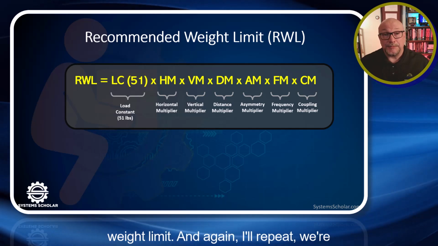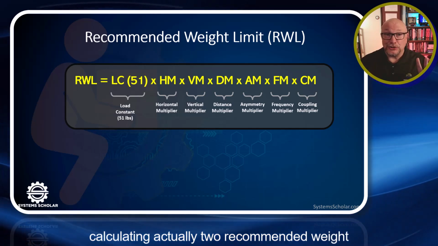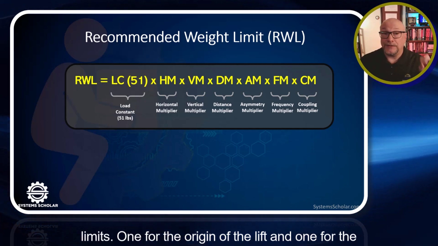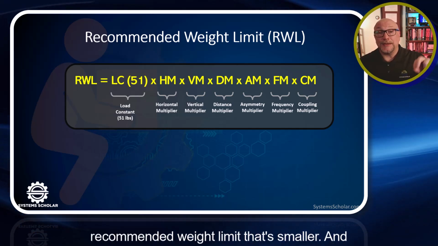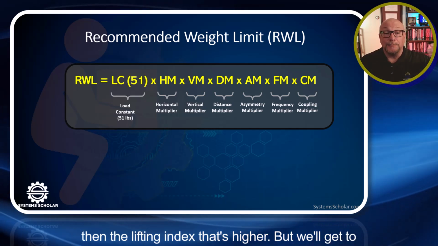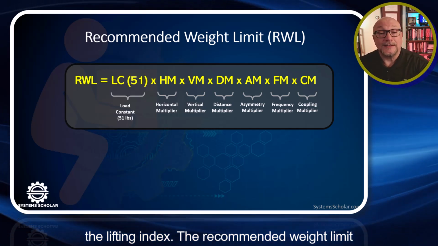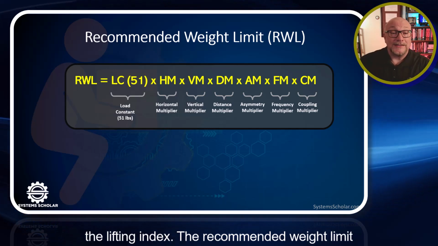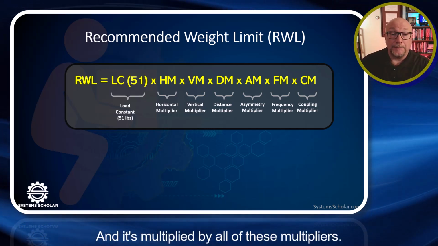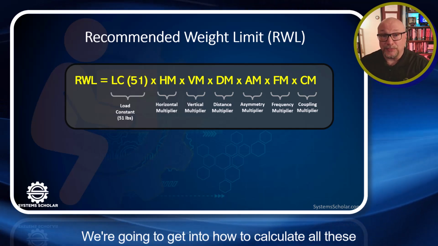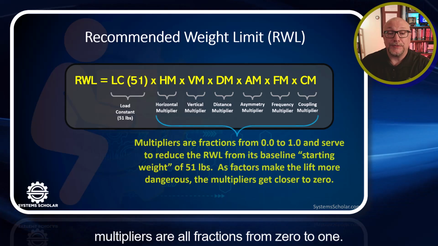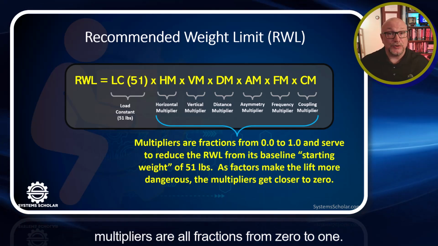And again, I'll repeat, we're calculating actually 2 recommended weight limits, one for the origin of the lift and one for the destination. And we're going to take the recommended weight limit that's smaller and then the lifting index that's higher. But we'll get to the lifting index. The recommended weight limit is our load constant, which starts at 51 pounds, multiplied by all of these multipliers. We're going to get into how to calculate all these multipliers here in just a minute, but these multipliers are all fractions from 0 to 1.